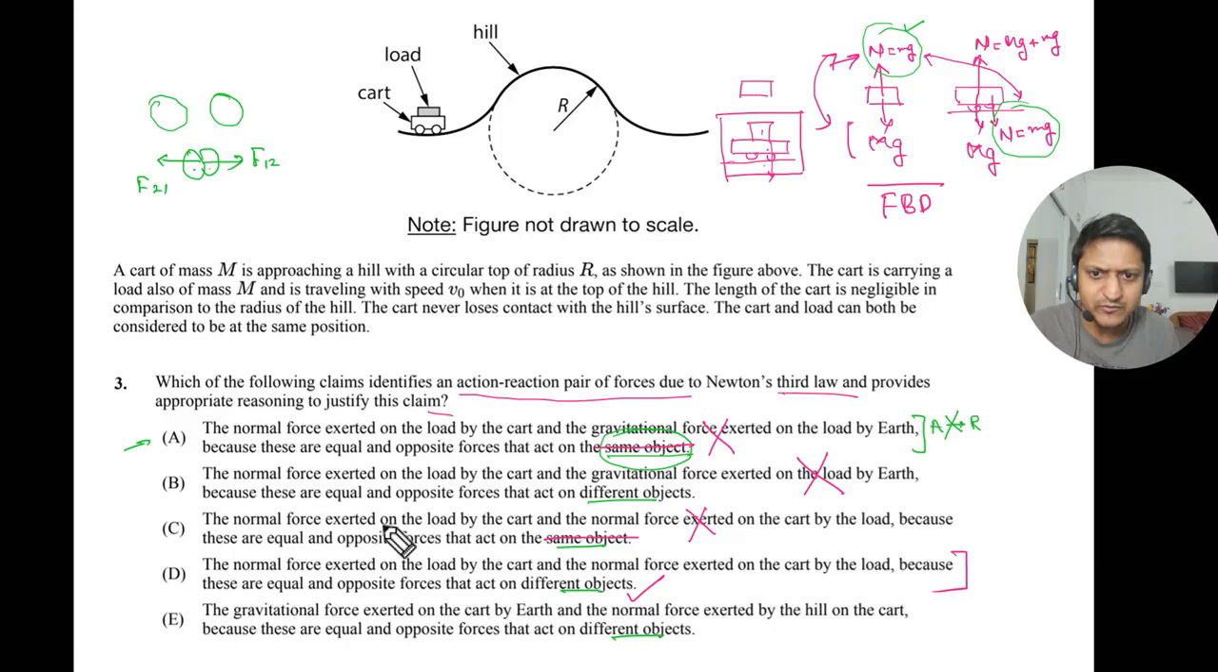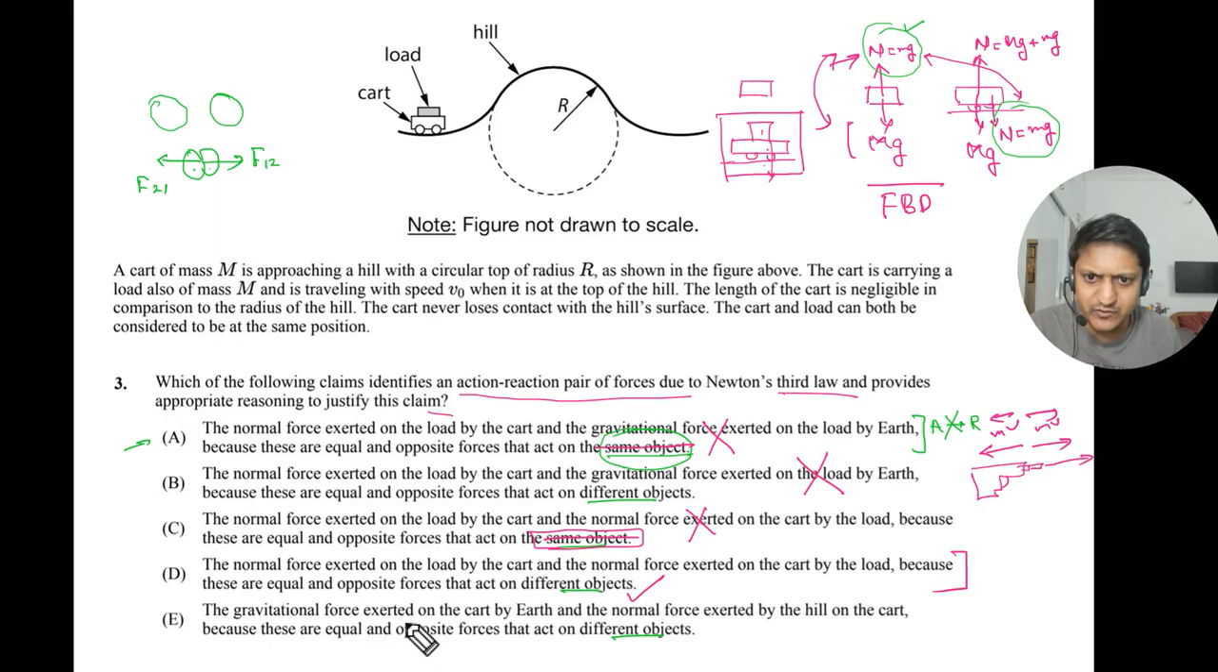They talk of the normal force exerted on the load by the cart and the normal force exerted on the cart by the load, because they are equal and opposite, that act on the same object. No, they will not act on the same object. There will always be different objects in an action-reaction pair. Like in questions with a gun, there is a bullet going over there, so this bullet will have some pair and the gun will have some pair. Momentum also will have some action-reaction pair.